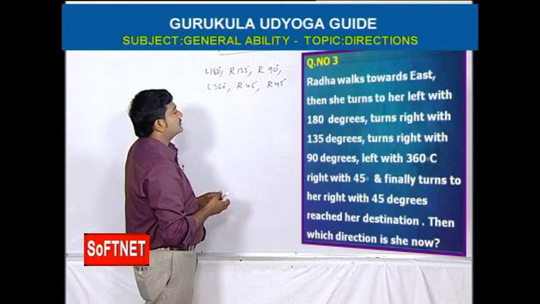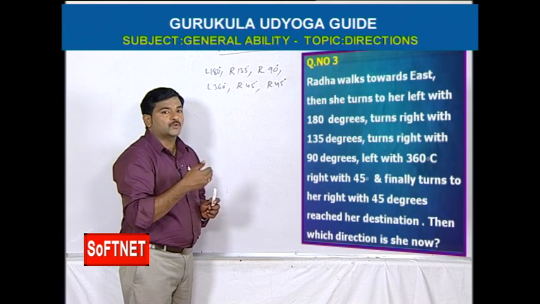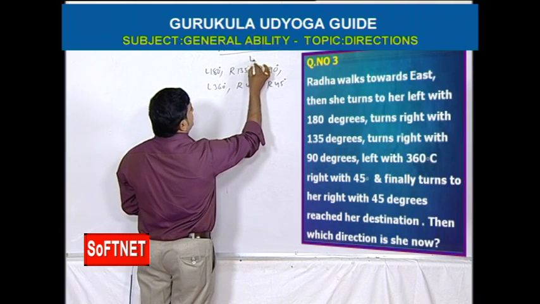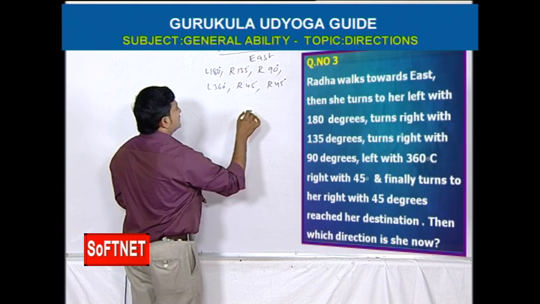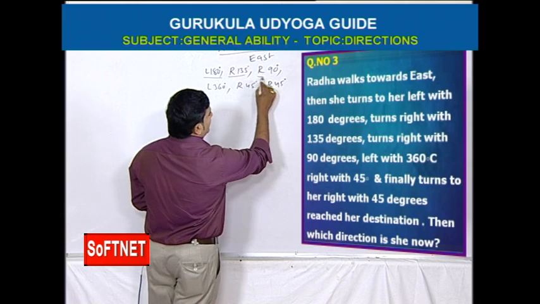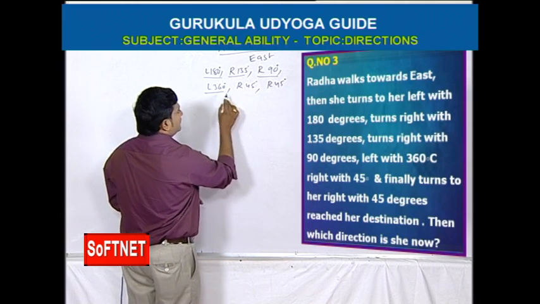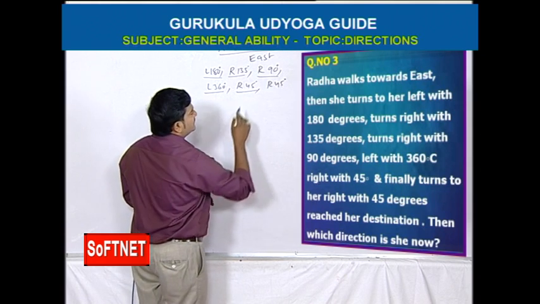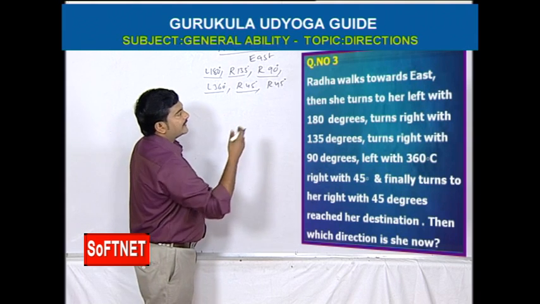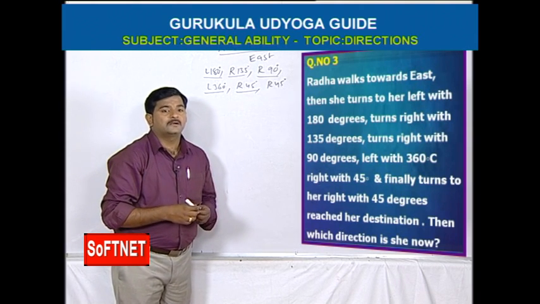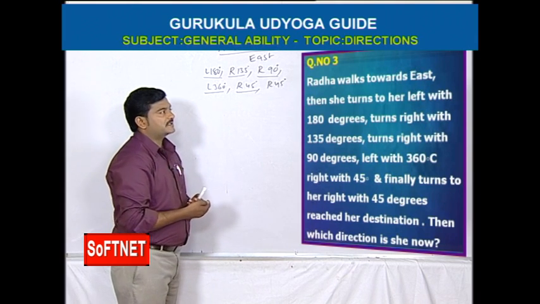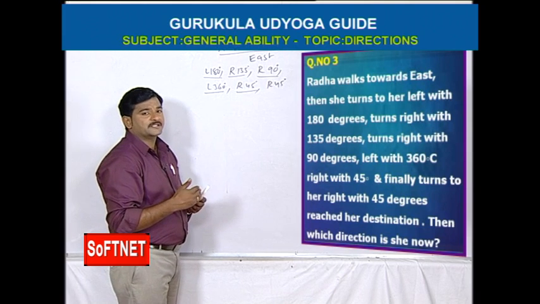Okay, so I repeat the question. Radha walks towards the east direction. That is what is given. Then first she turns left with 180 degrees. Again right with 135 degrees, again right with 90 degrees, and left with 360 degrees. And right with 45 degrees. Finally turns right with 45 degrees and reaches her destination. So in which direction is she facing now?